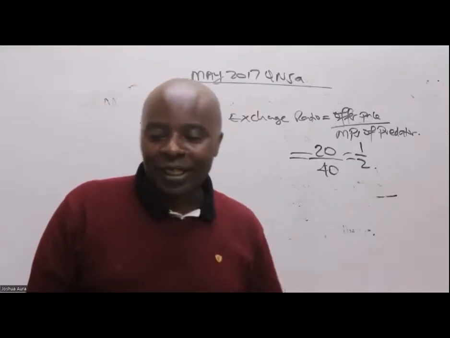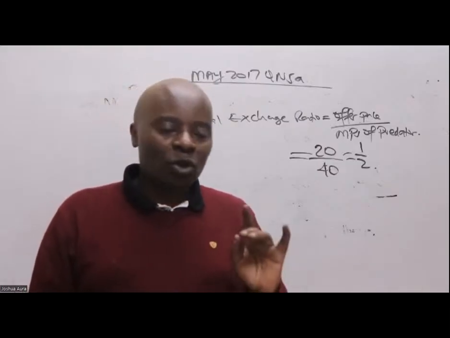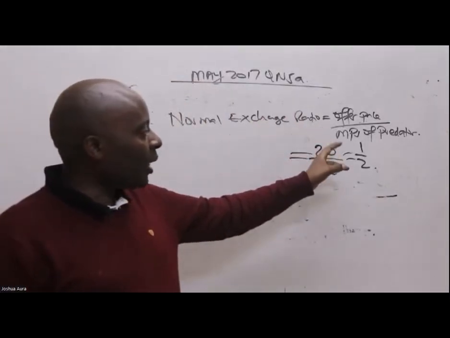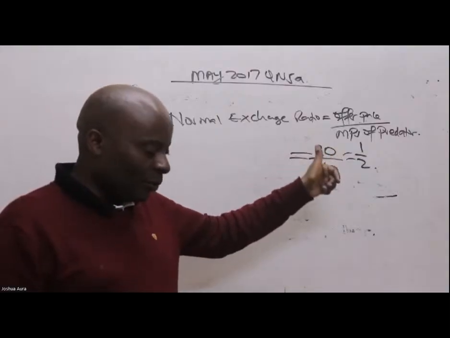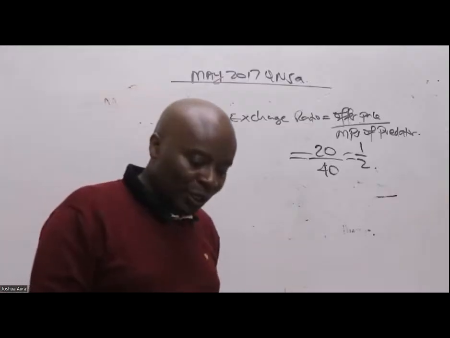You highlight with yellow. Thank you so much. And then, of course, to get this normal exchange ratio, we are taking the offer price all over EPS, not like the EPS of the predator, which was able to give us a half like that. Then let's get back to business.